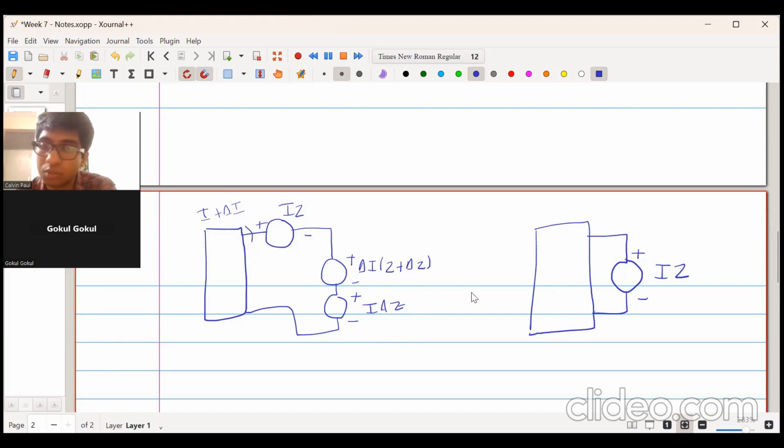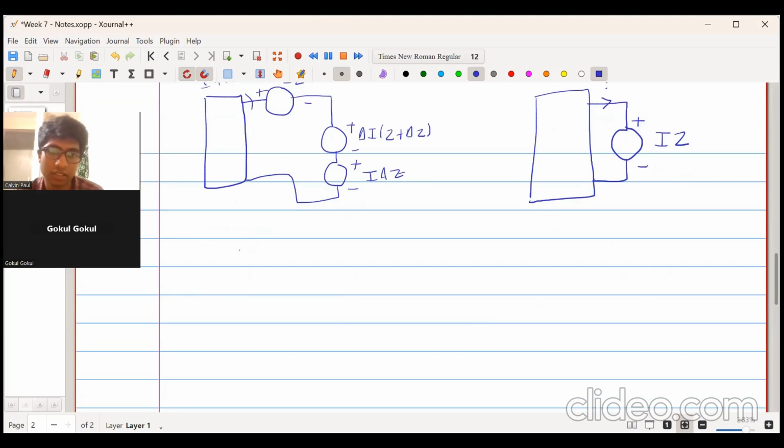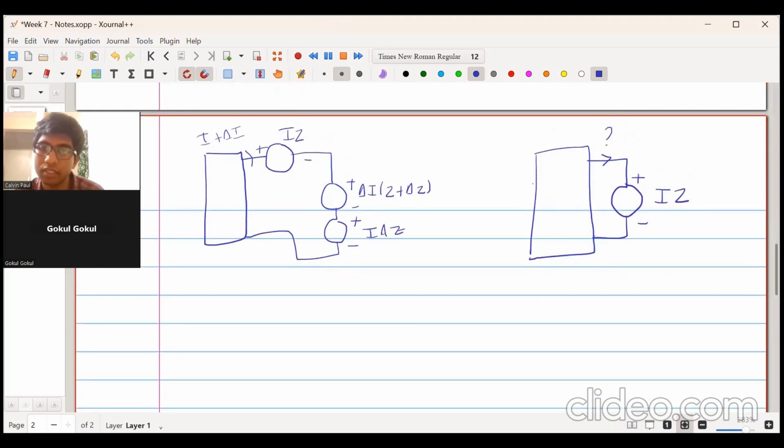In that case, what will be the current flowing over here? The entire network remains the same, just with this voltage source IZ. The current which will be flowing is I, because it was the previous network only. Before there was any change in the impedance, this was the original network, and the current which was flowing is I. All right. So that was the previous network.